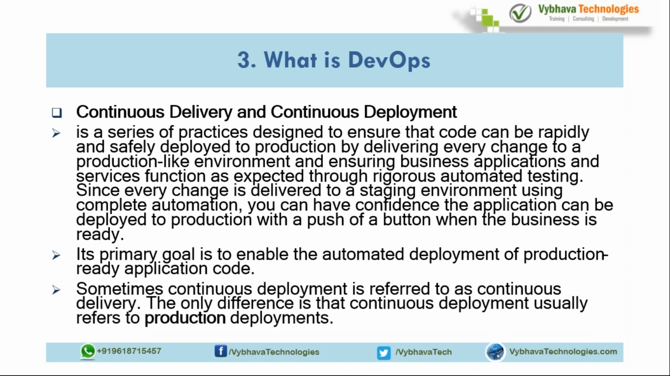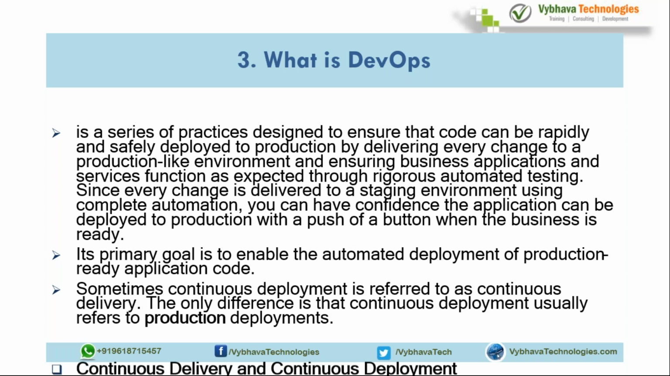Sometimes you are continuously modifying changes and deploying. Continuous delivery and continuous deployment look similar, but they are not the same. They are different. Continuous deployment usually refers to production deployments. Continuous deployment is targeted to production. Continuous delivery is how many times you change code and can send it to the test QA side.